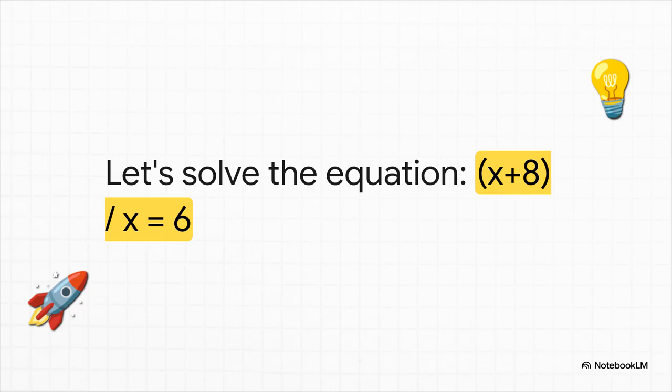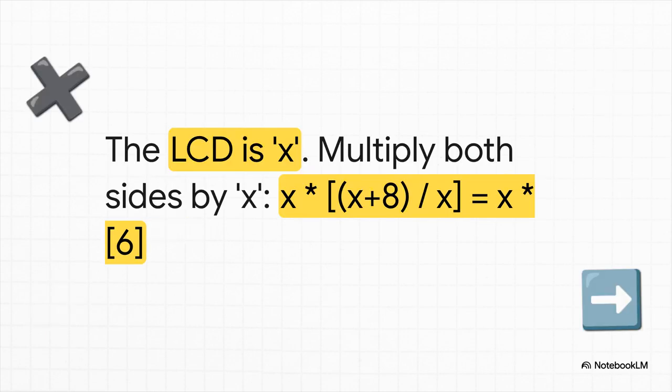Okay, enough talk. Let's actually put this takedown into action. We'll start with a nice clean example. x plus 8 over x equals 6. So step 1, find the LCD. Well, this is easy, right? There's only one denominator, x, so the LCD is just x. Now, for step 2, we multiply both sides of the whole equation by that x.